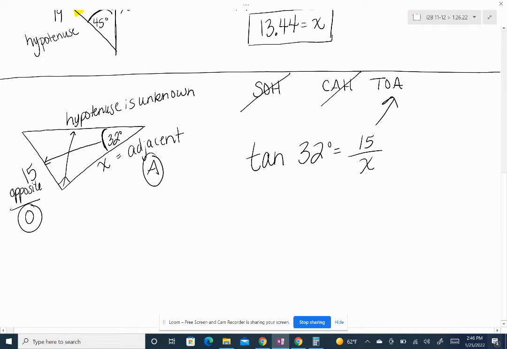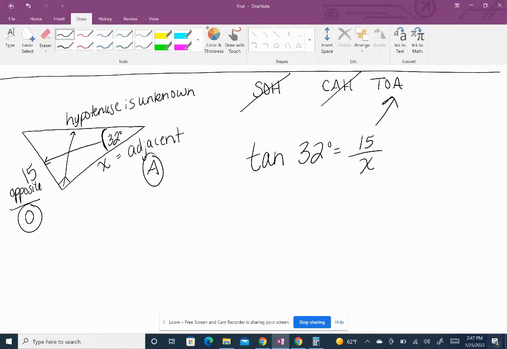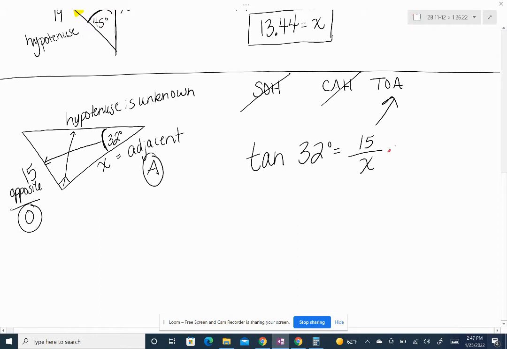Okay, so here's what you're going to do. You're going to try to get X all by itself. There's two ways. You could either cross multiply, or you can multiply the X on both sides. We'll just multiply the X on both sides, and then I'll show you cross multiply in a different problem later.